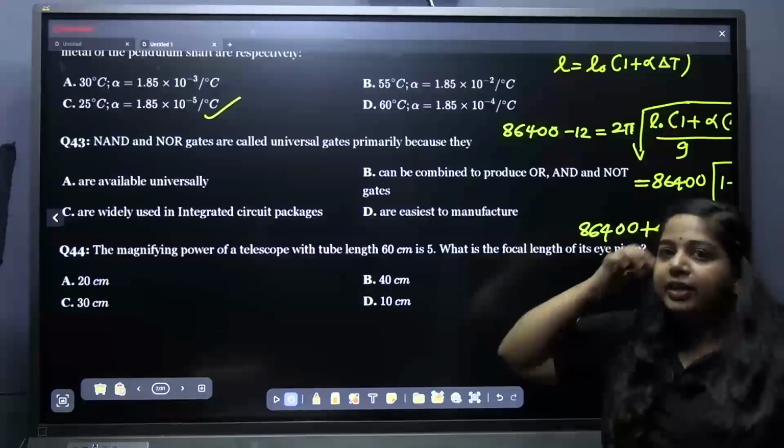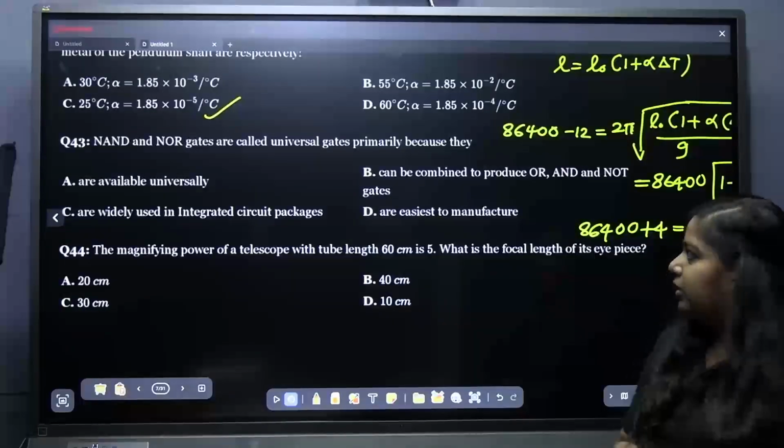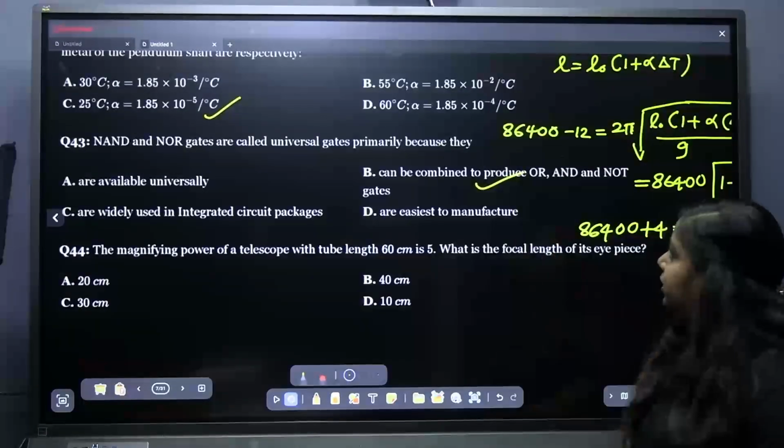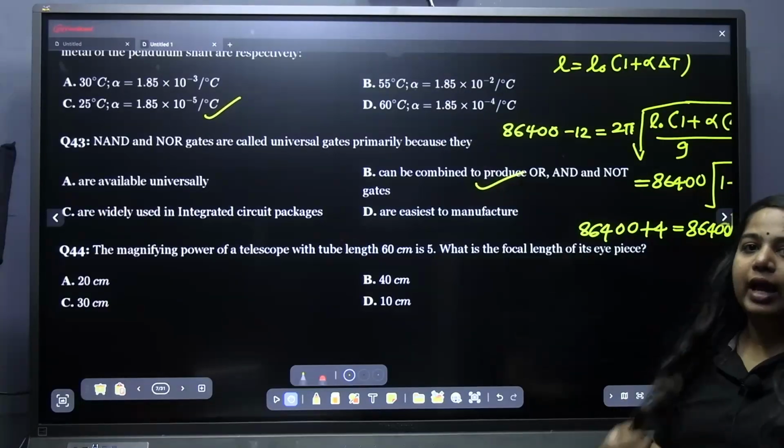Next one, NAND and NOR are universal gates because we can make all the gates with them. So obviously option B is the answer. It can be combined and made into OR and NOT.